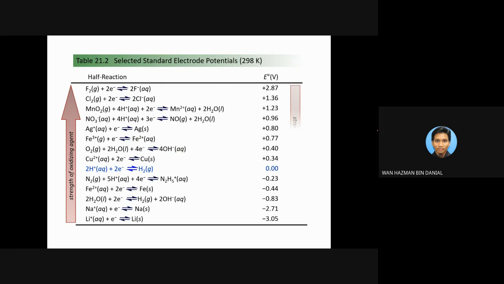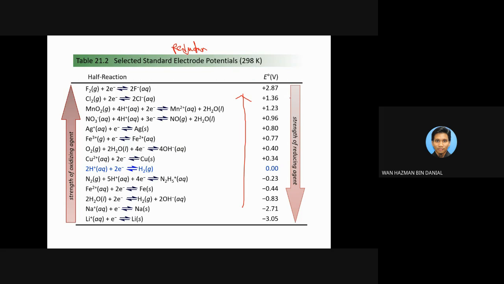Okay, as you can see here, kita nampak dia punya strength dia kan. So bila dia lagi positif, dia akan lebih tendency to reduce. Sebab tu kita panggil standard electron, ataupun sometimes we coin as standard reduction potential. Maksud lagi tinggi E value, dia lagi tend to reduce.